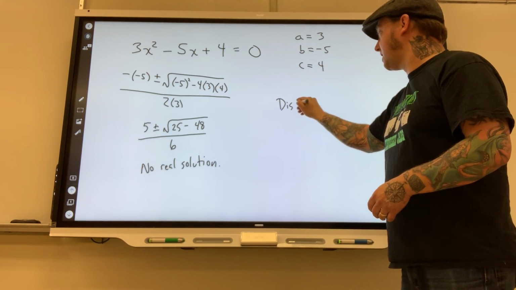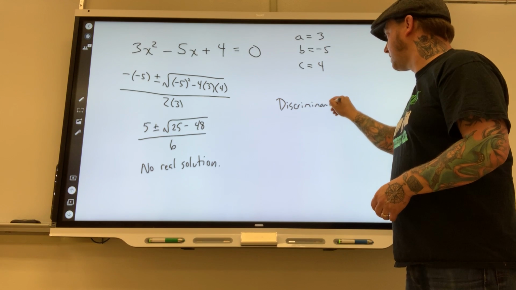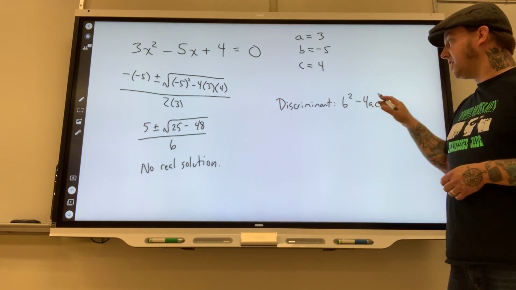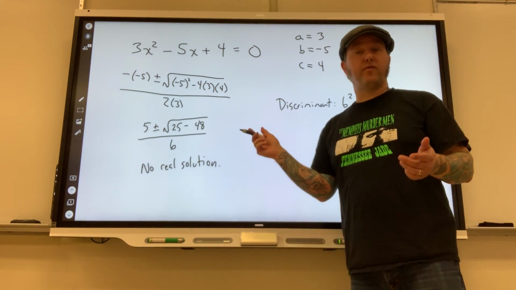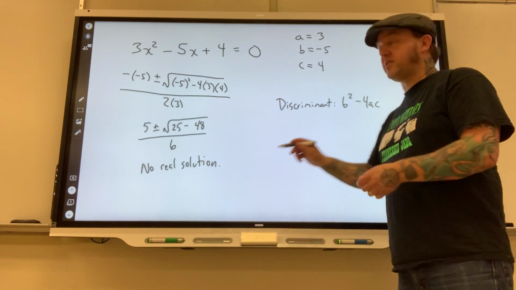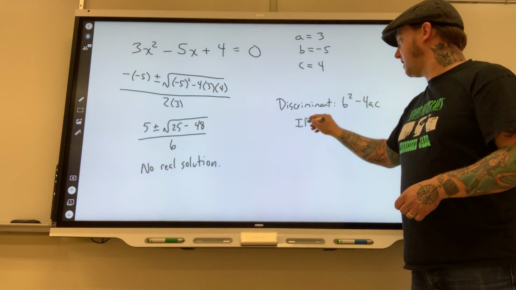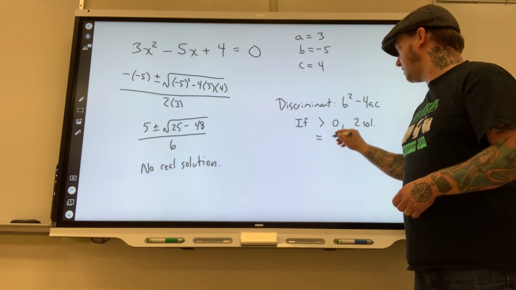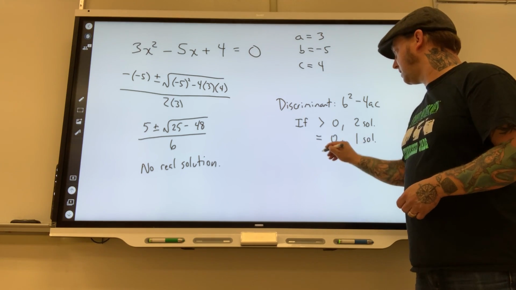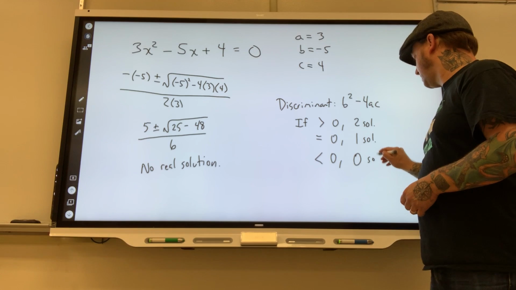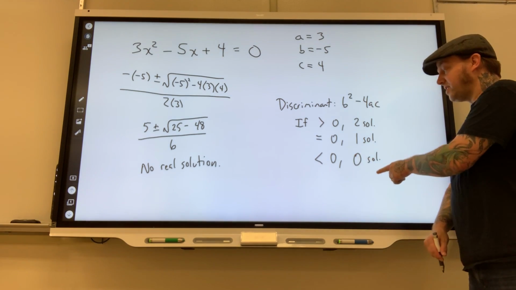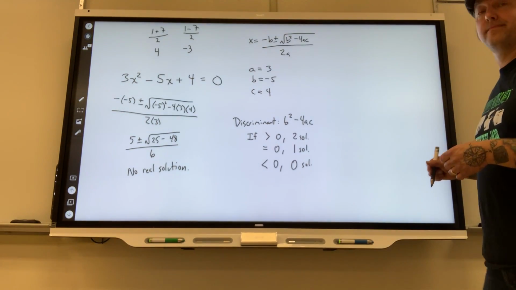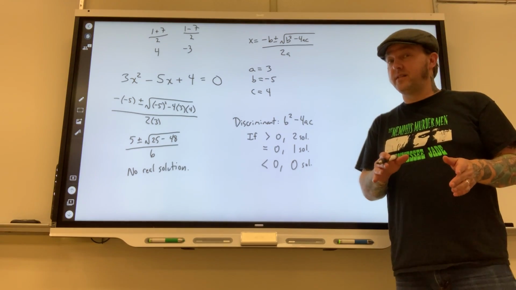Remember, the discriminant is b squared minus 4ac. 25 minus 48 is negative 23. The discriminant's negative. Discriminant is less than 0, it's negative, there's no solutions. And that's it. Easy enough? Awesome.